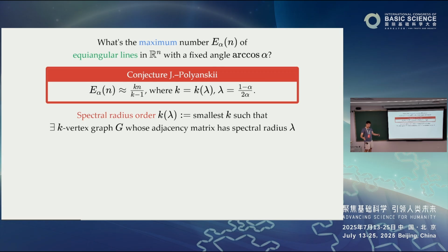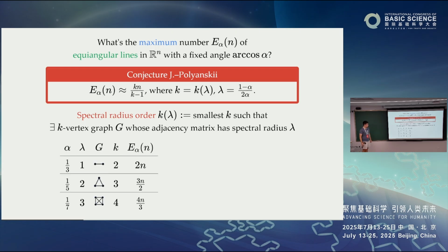So you write down the matrix representation of your graph, and you calculate the largest eigenvalue, the so-called spectral radius. And as long as this spectral radius is equal to lambda, you say stop, and count the number of vertices in the graph, and that's your spectral radius order. Okay. So let me give you a couple of examples.